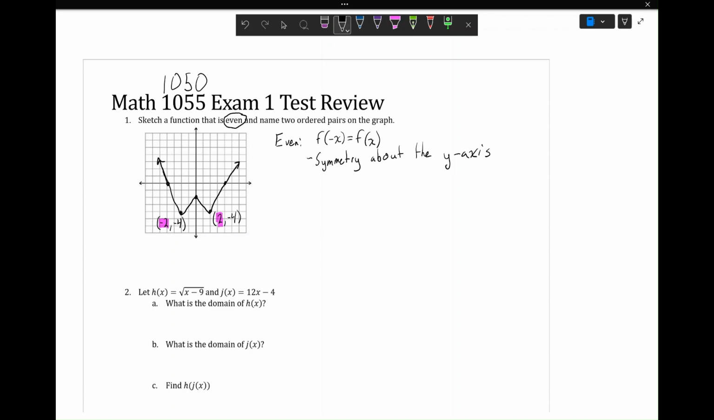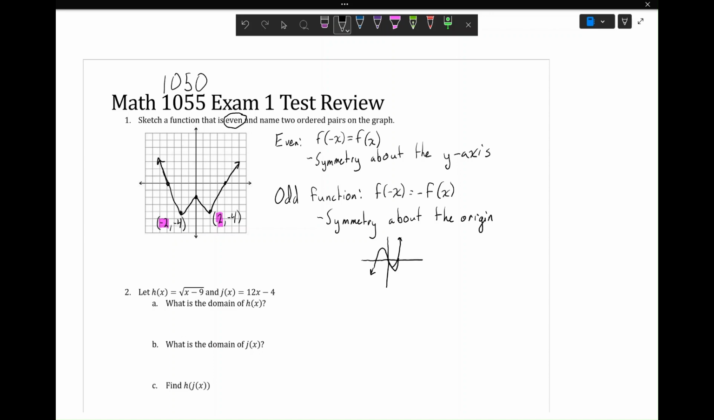As a reminder, an odd function is a function where f of -x equals -f of x, or we say it has symmetry about the origin. We'll talk a little bit more about that in a later question, but the main idea is that it's something that looks the same if you rotate it 180 degrees about the origin. So here's just a random graph that I'm trying to make odd. Try to make it a little better. If I rotate it about the origin point, it lands on itself.